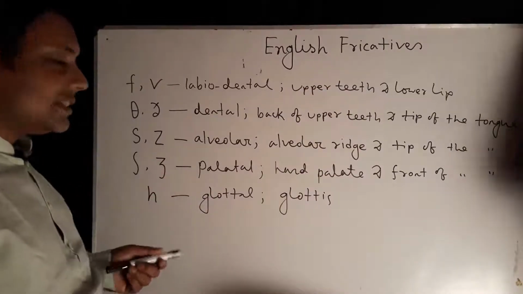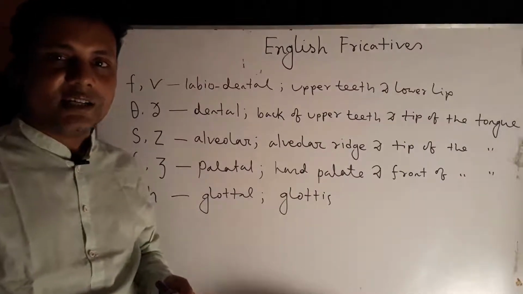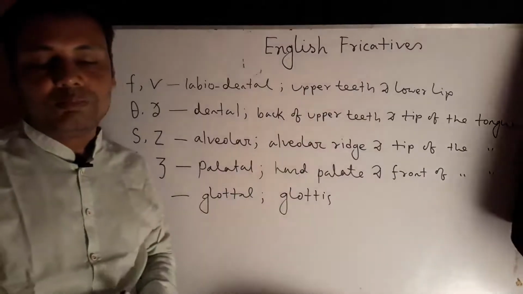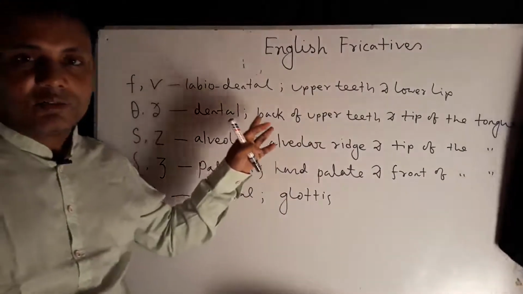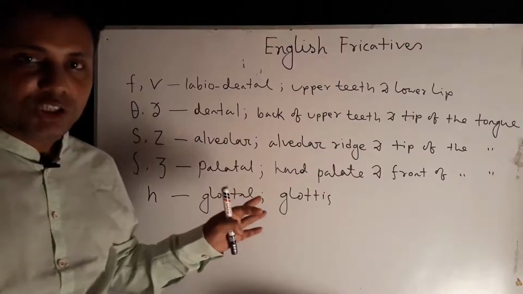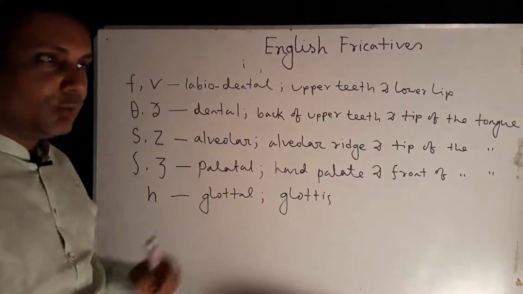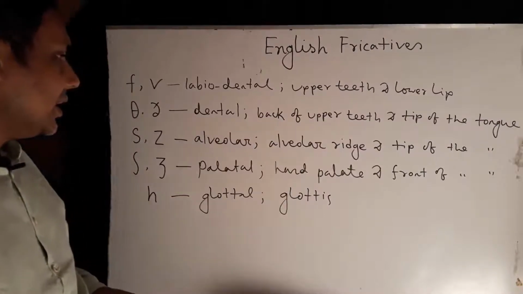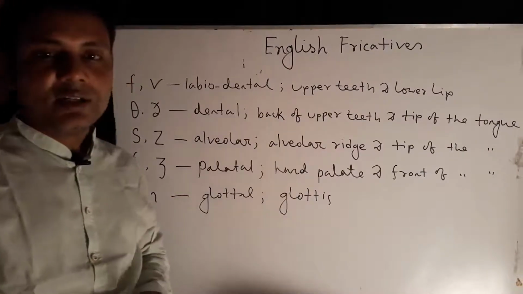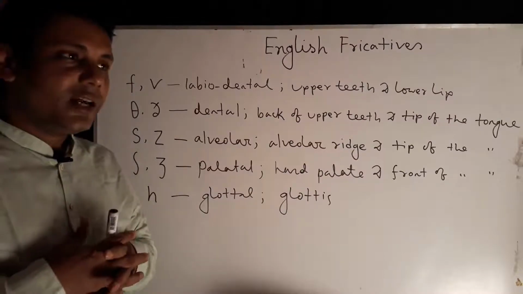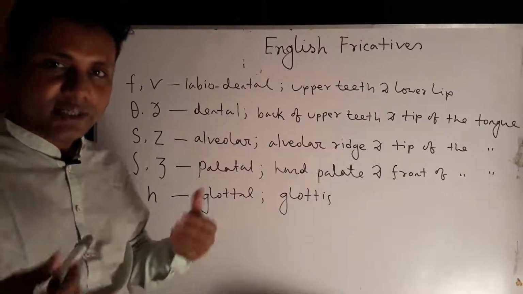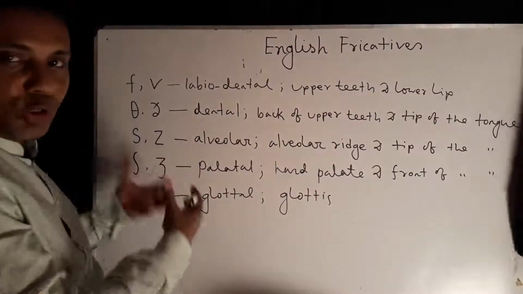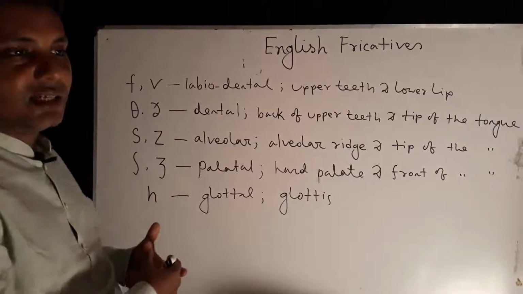Third pair, sa and za. Sa and za are alveolar fricatives because the alveolar ridge is used in producing them. Sa and za, alveolar ridge and tip of the tongue, and we see that we can produce them or pronounce them easily.